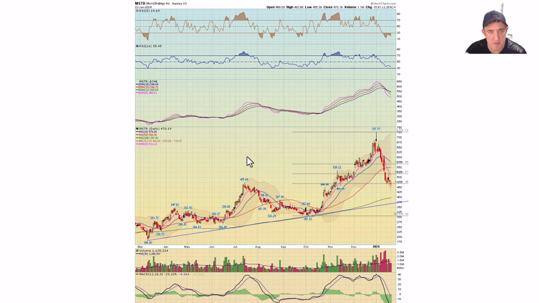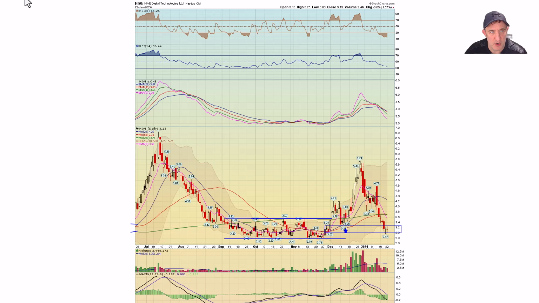Chart 53, MSTR. Again, this has also had one heck of a correction. A little doji today. Chart 54, Hive. Again, all the way up, all the way down. This is sort of a demand zone. We'll see if it can find support there.